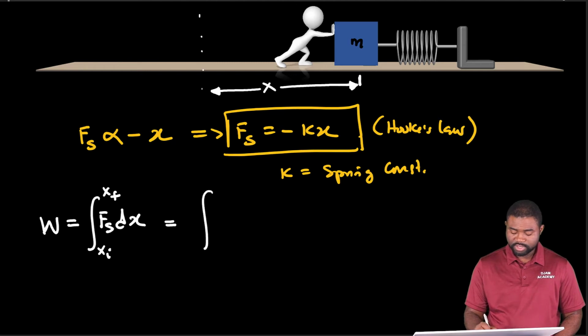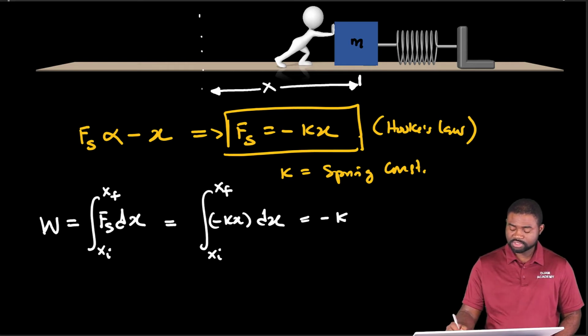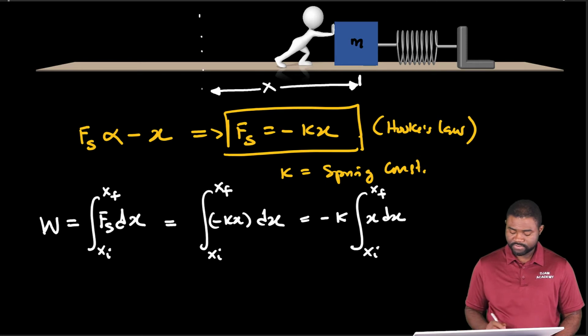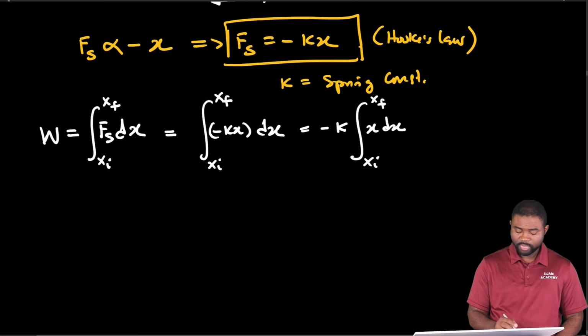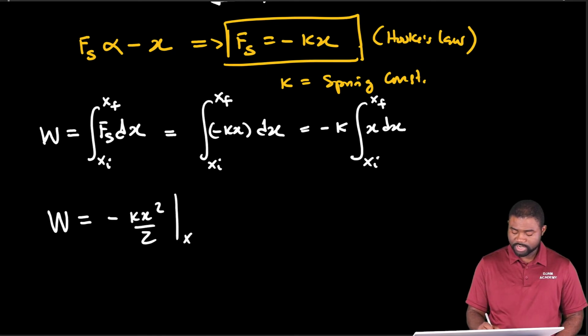So this is equal to the integral of negative kx dx from x initial to x final. I can take the negative k outside, and this will be the integral from x initial to x final of x dx. Now, this would mean that the work done by the spring is equal to negative kx squared over 2 from x initial to x final.